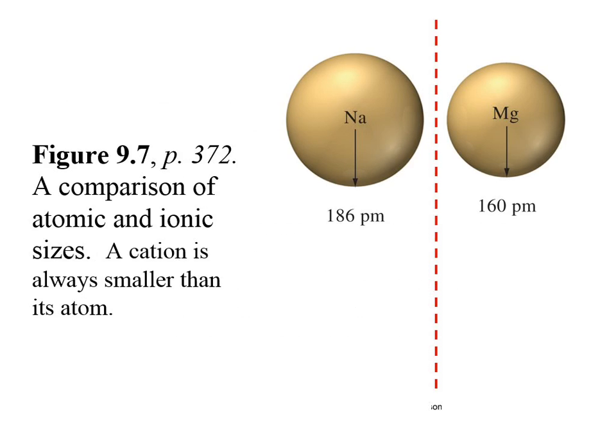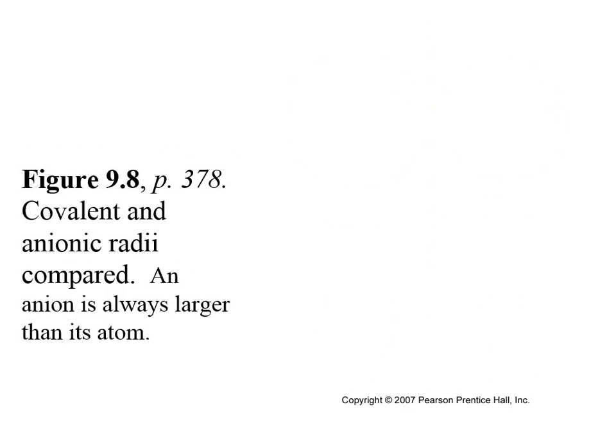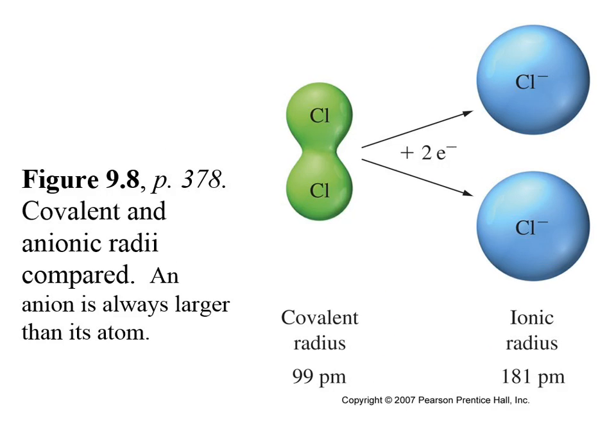All right. So sodium, we know, loses 1 electron to form a +1 cation. Magnesium loses 2 electrons to form a +2 cation. And in doing so, their cations are smaller than their parent neutral atoms. I buy that. Looking at something that forms an anion, chlorine actually picks up an electron to form a -1 anion, and it's larger, okay, than its parent.